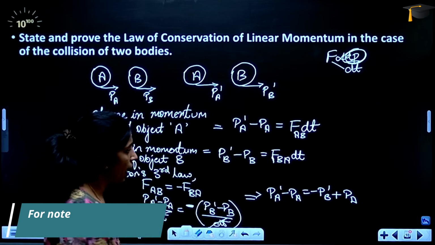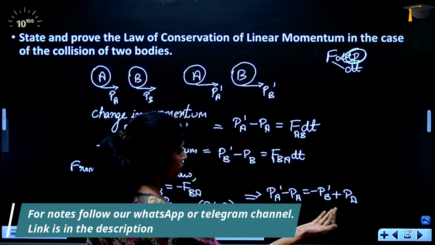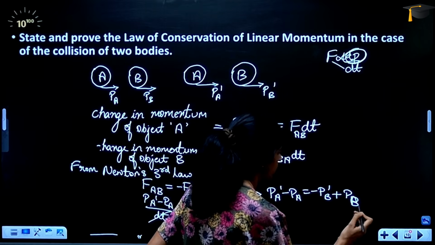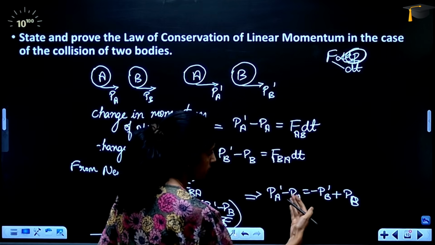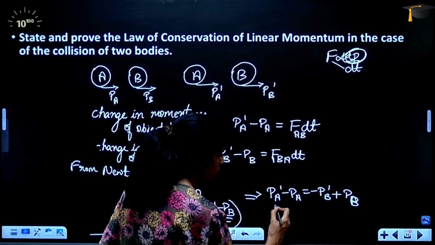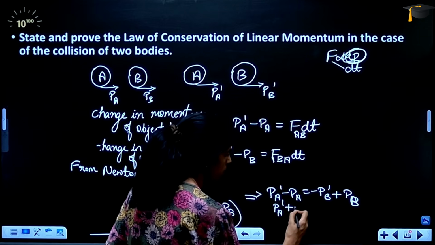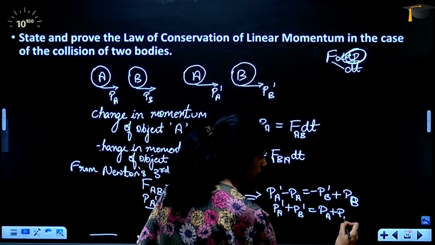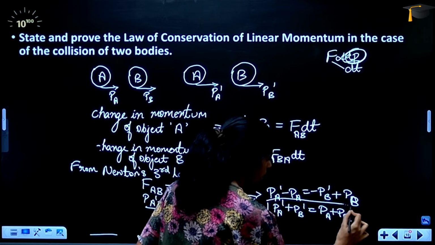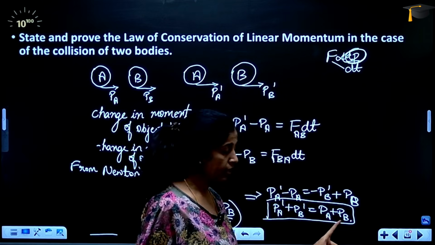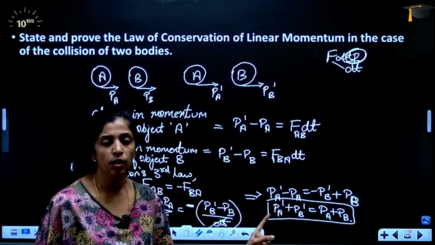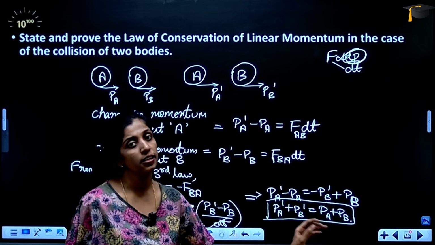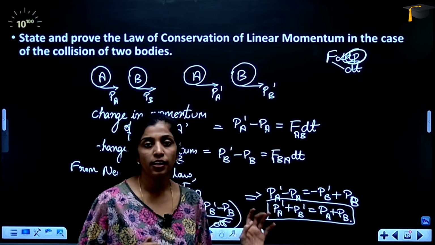Now I'll bring this minus PB dash over here. So I will be getting PA dash plus PB dash equal to PA plus PB. So what did we prove here? We proved that the momentum before collision is equal to the momentum after collision. You can write that as a closing statement. Hence, we are proving the conservation of linear momentum.